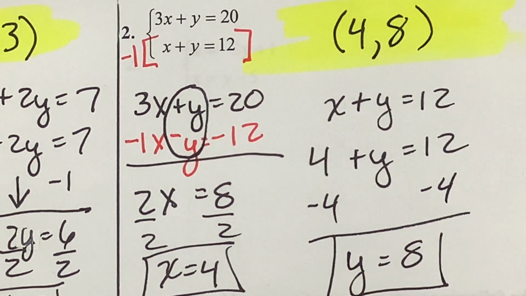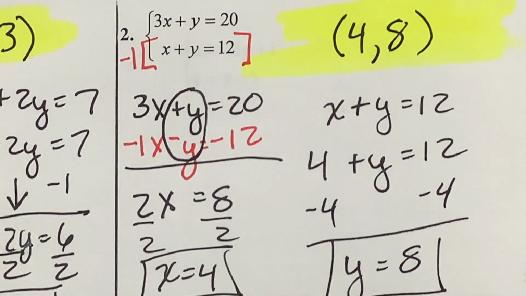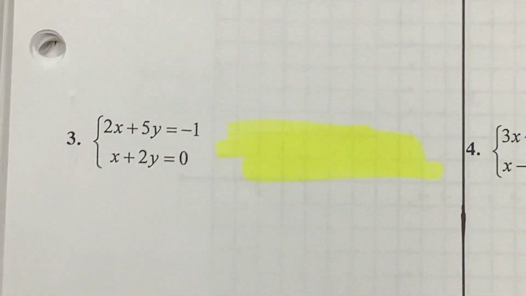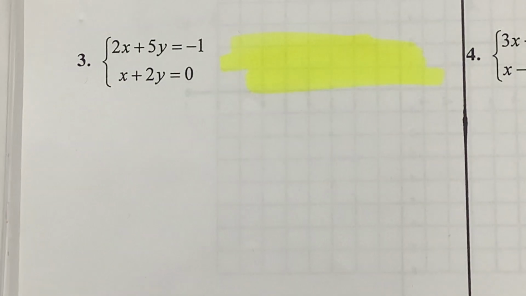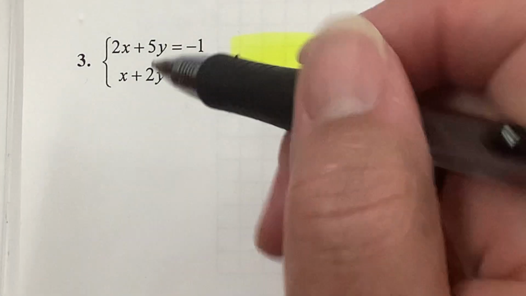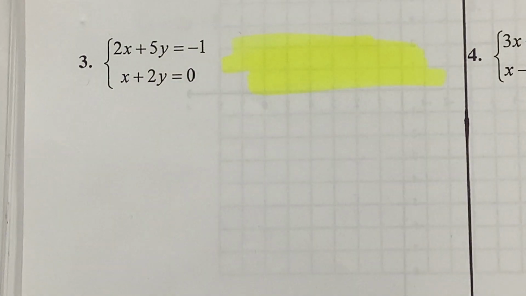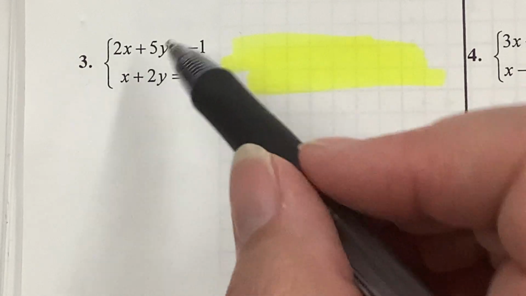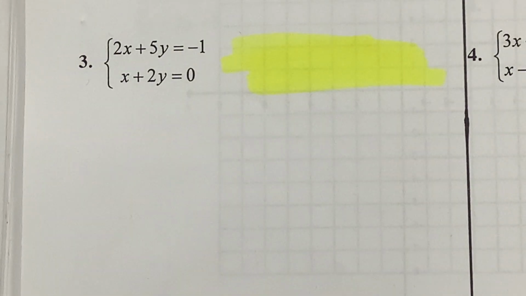And don't forget, you've got to put parentheses around it or you're not correct. Yeah, there we go. The next one. Ooh, look, I got a 0. Okay. Same variables, they're lined up, but I don't have the same number. I have 5 here and 2 here. Ugh, that's a mess.